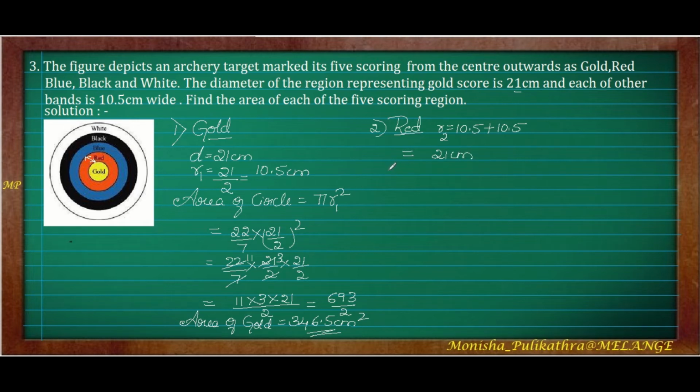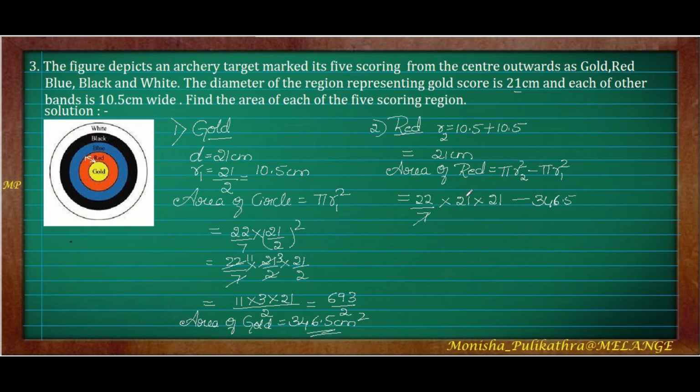So here, the area of red. The area of red is pi r square, but if we want to get the area of red, we need to subtract the previous circle, that is the area of gold, from it. So first one is 22 by 7 into 21 into 21 minus the area of the previous circle. Area of the previous circle is 346.5. So we have to just write that.